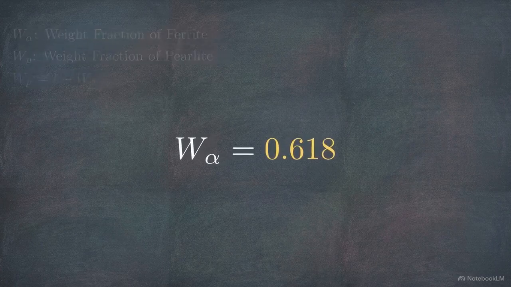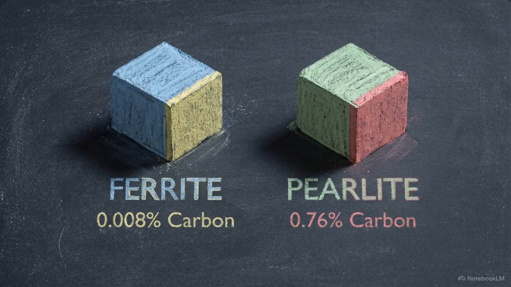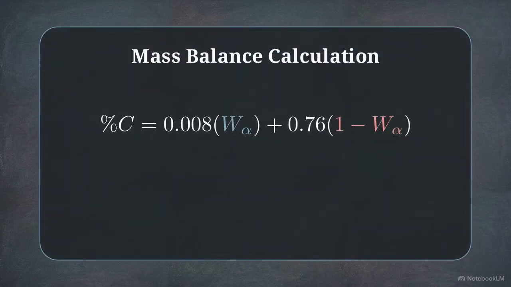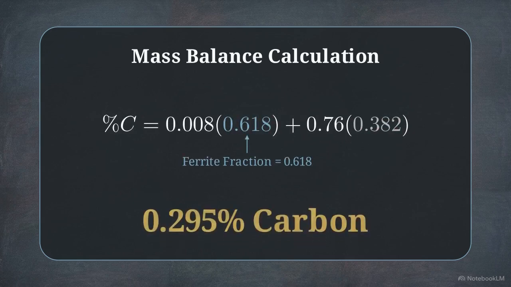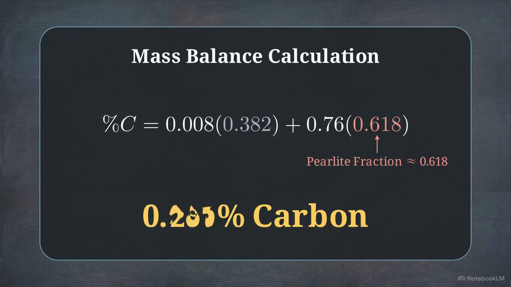The result is 0.618. To ground this fraction in physical reality, we use the known equilibrium boundary conditions at room temperature. Pure ferrite holds 0.008% carbon, while pearlite holds 0.76% carbon. We build a mass balance formula for the total carbon percentage of this phi-derived alloy. Plugging in 0.618 for the ferrite fraction yields 0.295% total carbon. The inverse calculation, setting the pearlite to ferrite ratio to 1.618, produces 0.467% carbon.